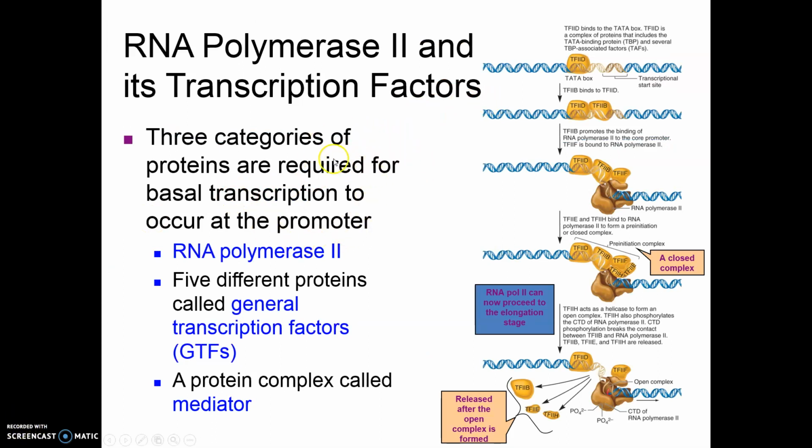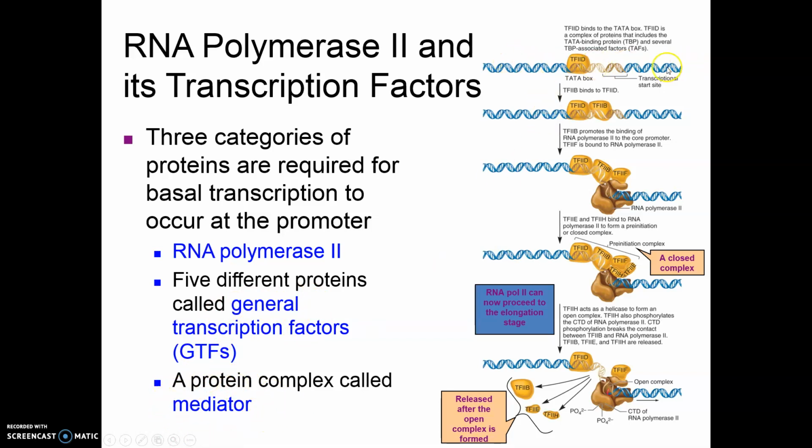There are several proteins that come together, three main categories here. We have the polymerase itself. We have a group of 5 proteins that we call general transcription factors. These are different from what we call regulatory transcription factors. The general part of this word is important. These are involved in all genes. And then we have a protein complex called the mediator.